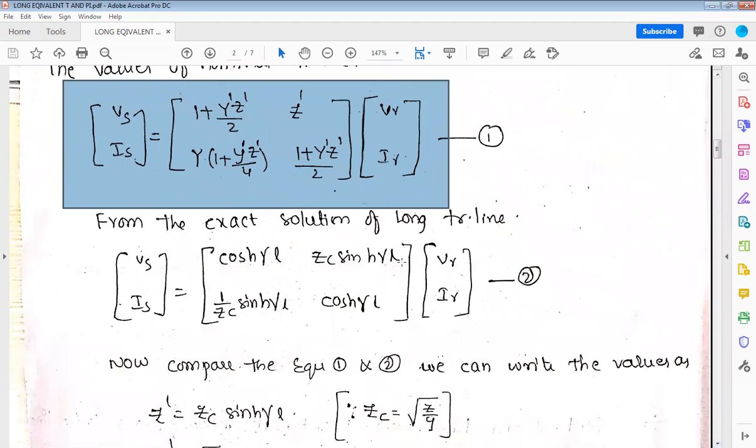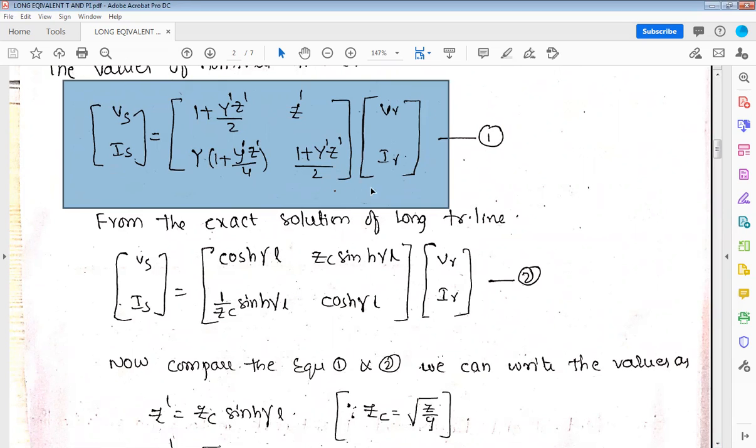The exact equation for the long transmission line, which we solved yesterday: Vs and Is are represented as the matrix cosh gamma l, Zc sinh gamma l, 1 by Zc sinh gamma l, cosh gamma l, multiplied by Vr and Ir. We solved this equation yesterday in the long transmission line, with the rigorous method we formed.